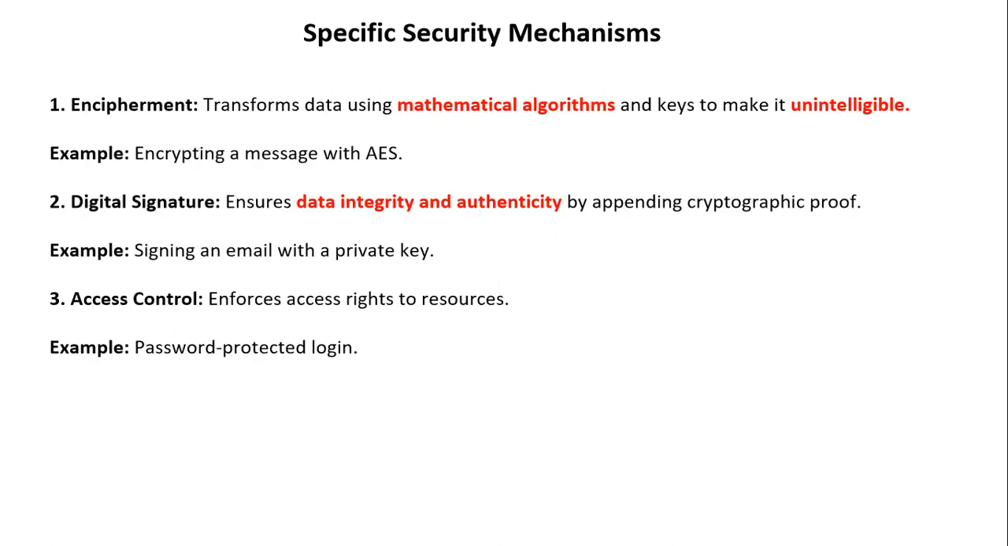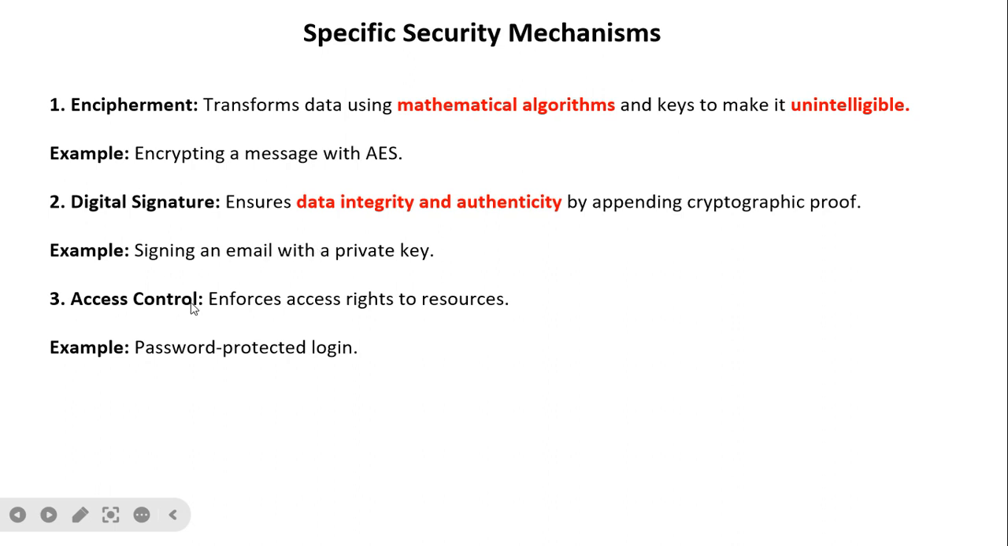Specific security mechanism, the first is encipherment. Encipherment is nothing but encryption, that is, transforming data using mathematical algorithms and keys to make it unintelligible, that is, nothing but scrambled text. For example, encrypting a message using the Advanced Encryption Standard. Digital signature ensures data integrity as well as authenticity by appending cryptographic proof. Example, signing an email with a private key.